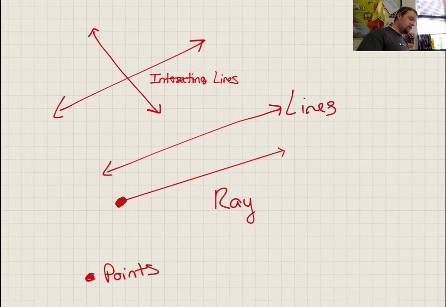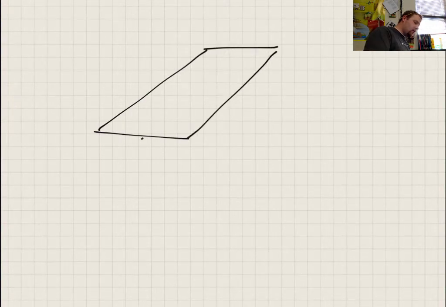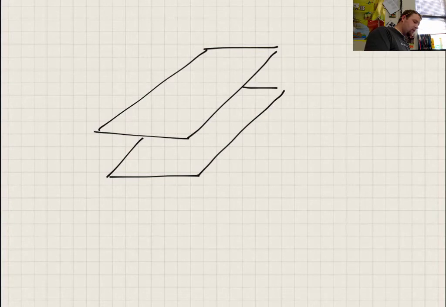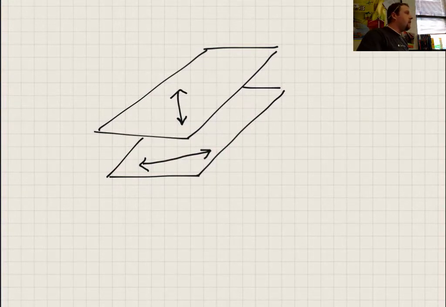And the hardest one is this one. If you have a plane and another plane, like so, and on one plane I have a line going in this direction, and in the other plane I have a line going this direction, are they parallel? No. Do they intersect? They do not. They're in different planes.